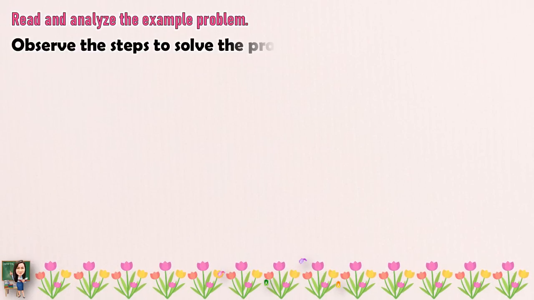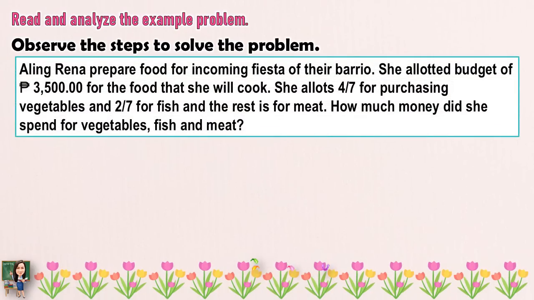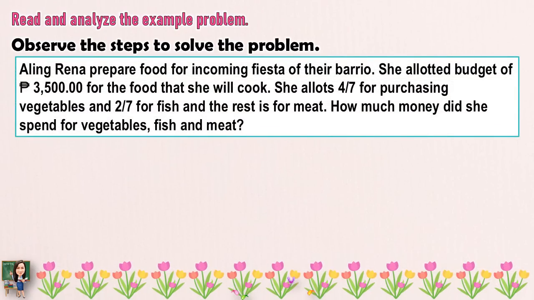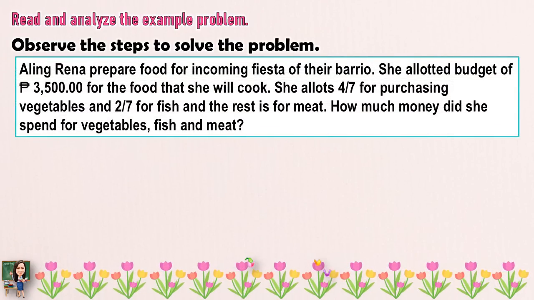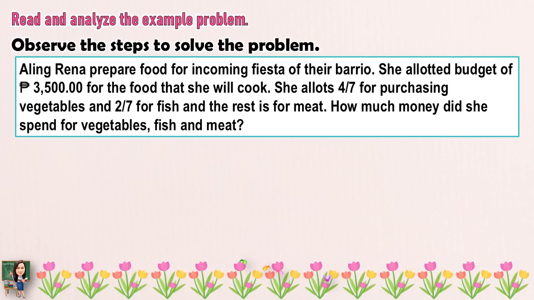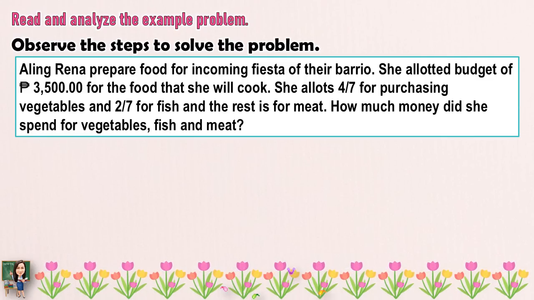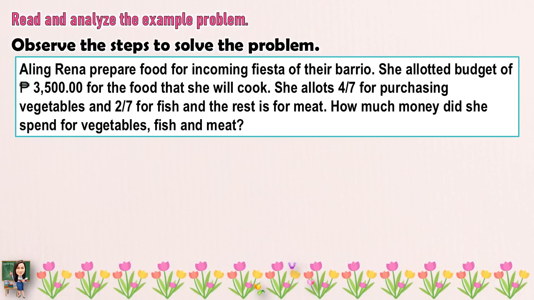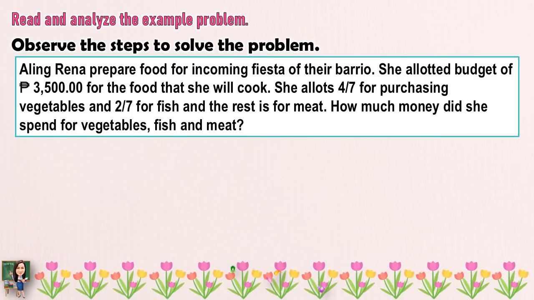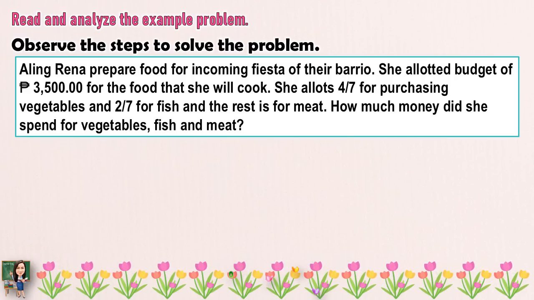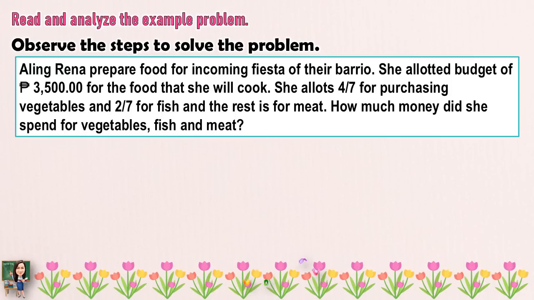Read and analyze the example problem. Observe the steps to solve the problem. Aling Rena prepared food for the incoming fiesta of their barrio. She allotted a budget of 3,500 pesos for the food that she will cook. She allots 4/7 for purchasing vegetables and 2/7 for fish, and the rest is for meat. How much money did she spend for vegetables, fish, and meat?